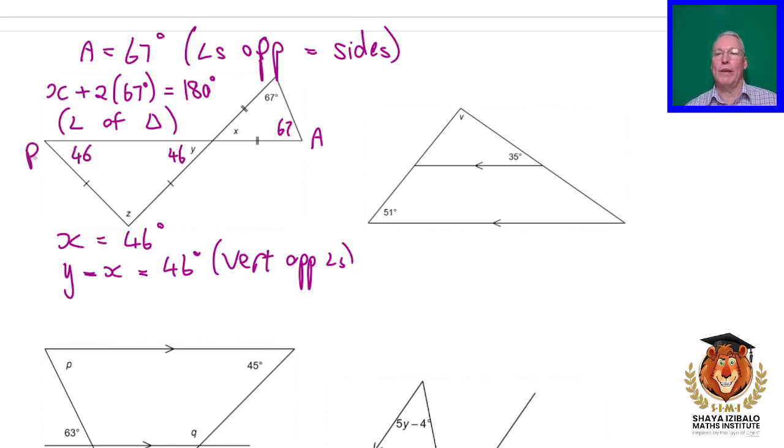Let's give that a name. Let's call it angle B. Angle B is 46 degrees, and the reason for that is angles opposite equal sides.